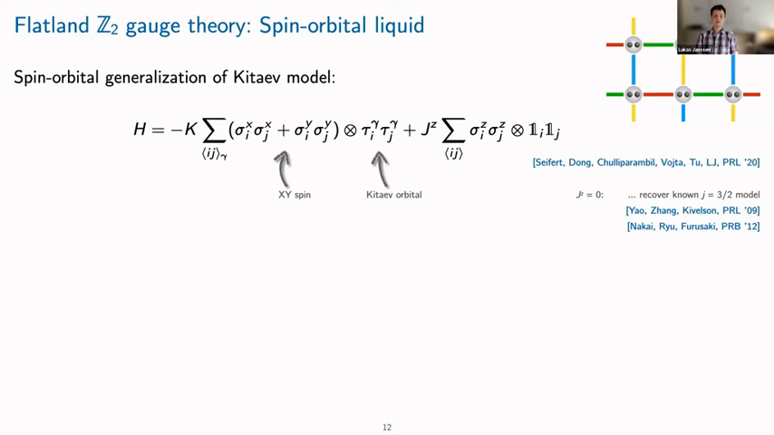And physically, you could speak of this as not only having a spin degree of freedom, but also an orbital degeneracy. That's why we call it a spin-orbital model. So that's the first difference. Second difference, now that we have more degrees of freedom, we can add some types of interactions that we like for our toy model here.